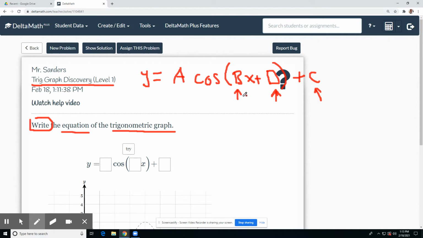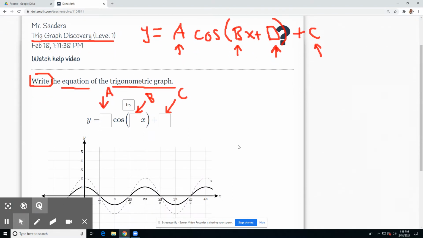This is our b value, which has to do with period. And then a is our amplitude. So as we see here, we got amplitude, we got effects on period, and we got effects on midline. All right, so that would be where the c would go. That would be where the b would go. And then there's the a. So let's take a look at what we have.